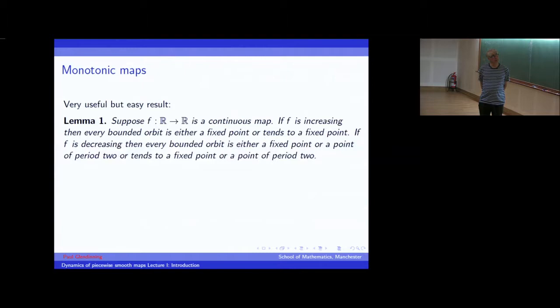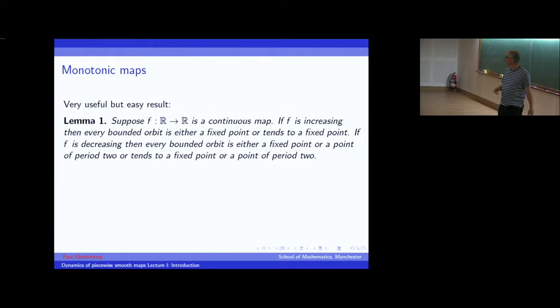So if I've got an increasing continuous map, the only interesting thing that can happen is things tend to fixed points. They could go off to infinity, but I'm not interested in that. If they stay bounded, they go to fixed points. If it's a decreasing map, then every bounded orbit is either a fixed point or a point of period two, or tends to a fixed point or a point of period two.